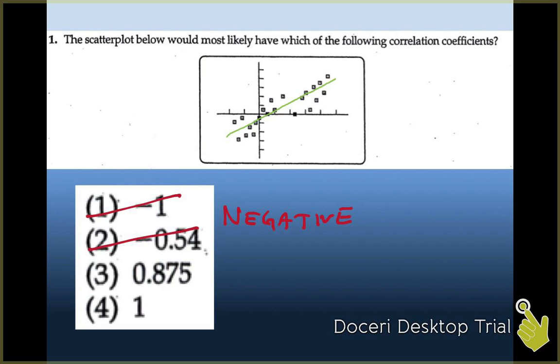Now, something that is a correlation of 1 is in a perfect line. And as you can tell from the graph here, all of these points are not perfectly lined up. So that eliminates choice 4. So our answer here would have to be 3, because it's pretty close to 1. 0.875 is pretty close to 1, but it's not all the way there. So the points are a little bit off of whatever line gets drawn.